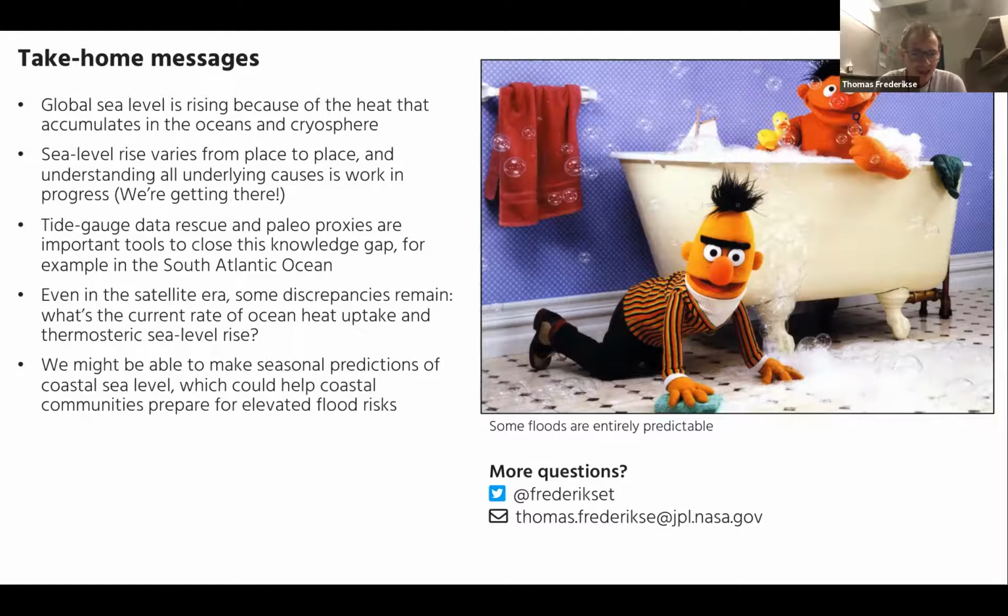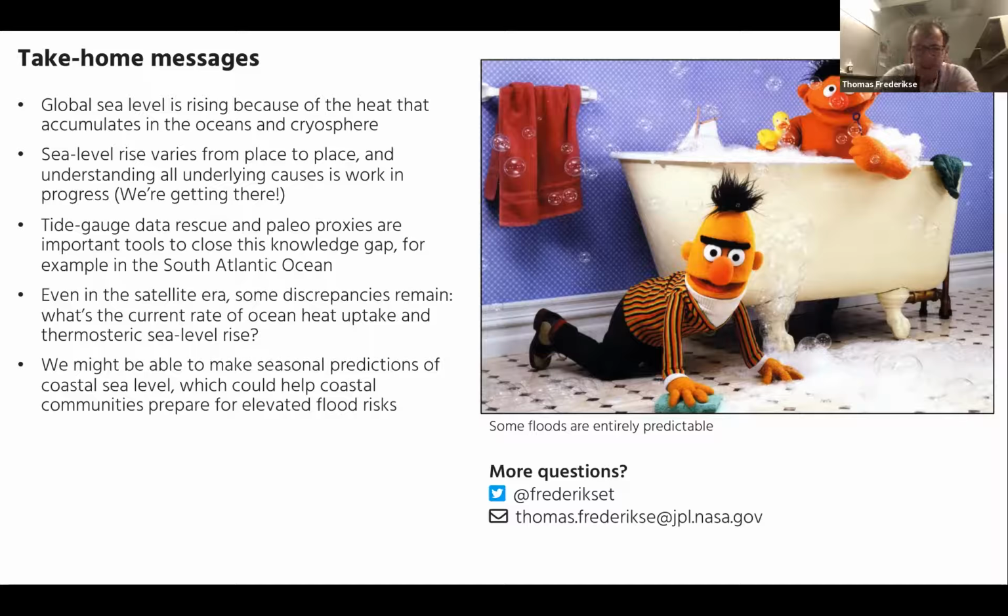One of these puzzle pieces is using tide gauge data rescue and paleo proxies to increase the number of observational records. For example, for the South Atlantic Ocean, where we don't have many observations, this can really help us understand what happens in that region. But even now with satellites, we still have some ongoing problems. We still don't fully understand what's causing sea level rise over the last 5 years.